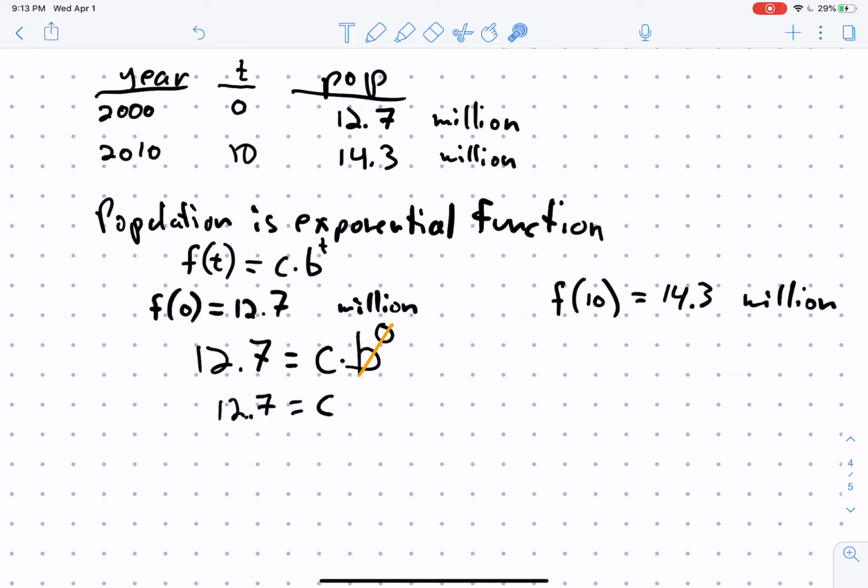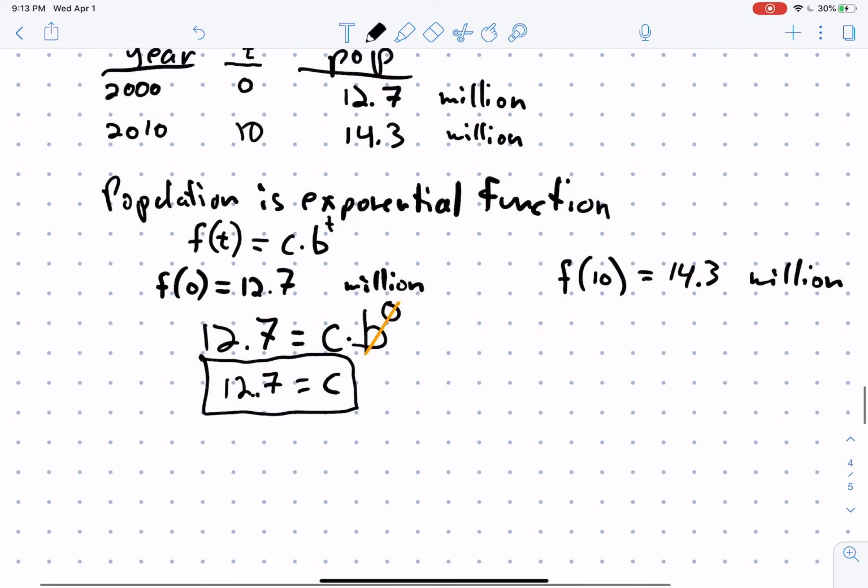I mentioned in the last video, if you're given an exponential function and the value of the function when the input is 0, that value is just going to be the number multiplied in the front, that value c. Okay. So we're halfway done with finding our function already. The next thing we need to do is plug in our second point. Let's go ahead and do it.